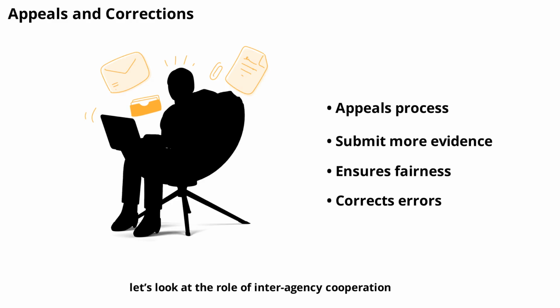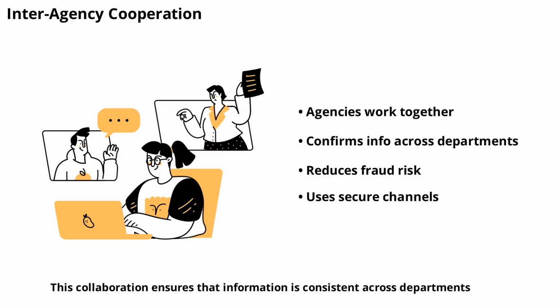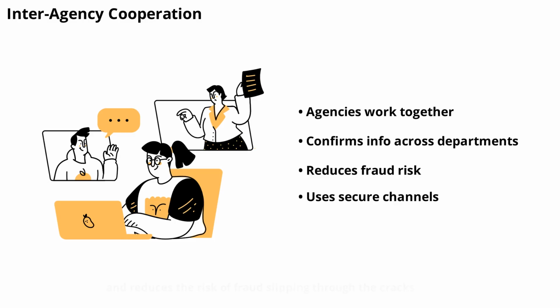Next, let's look at the role of interagency cooperation. Verification often requires cooperation between different government agencies. For example, a tax office might need to confirm employment records with a social security agency. This collaboration ensures that information is consistent across departments and reduces the risk of fraud slipping through the cracks. Secure communication channels and standardized protocols make interagency cooperation more effective.